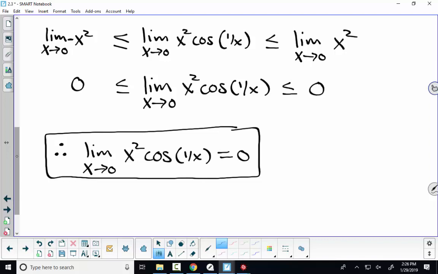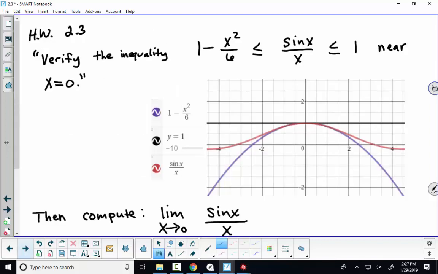So do y'all have any questions on how that works? In your homework, it'll give you an inequality. It'll say verify the inequality near x equals 0. This is a technology question. I believe it gives you multiple choices for the inequality, so you just graph the inequality and then choose the appropriate answer.